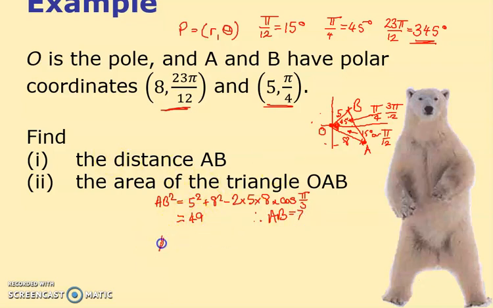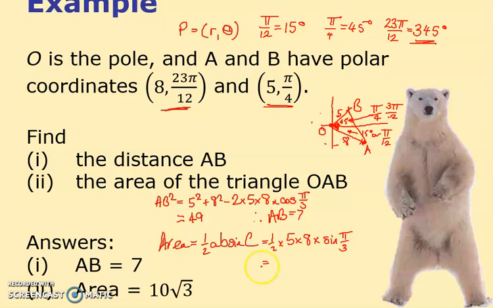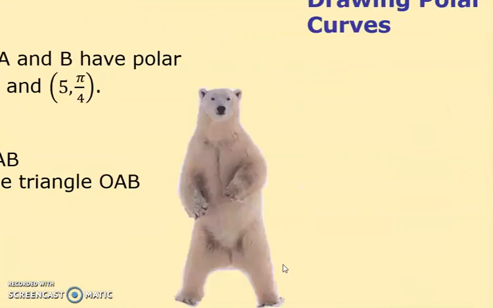And the area, by the way, you should remember the area is a half AB sine C. Probably not quite so nice, this. So half times the 5 times the 8 times sine of the angle, which was pi by 3. Sine of pi by 3 is not quite so nice, so if you type it in, you'll get 10 root 3. I've run out of time, so I'm just writing it. You could get that as a decimal as well. So that's what we're looking at.